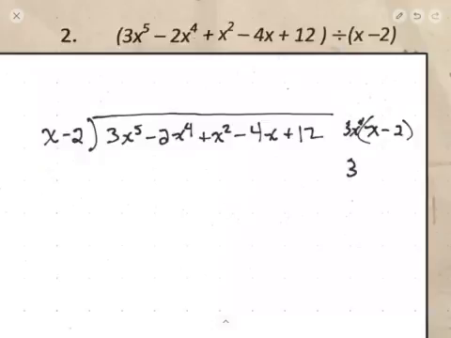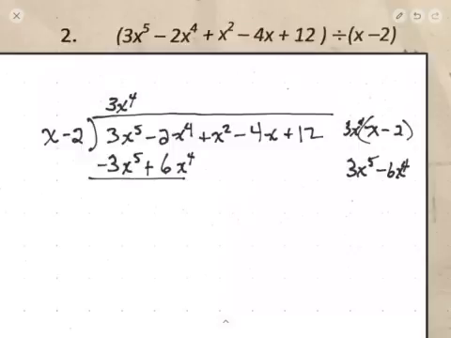So 3x to the 4th times x minus 2 will give us 3x to the 5th minus 6x to the 4th. I'm just going to go ahead and write that this time. So we have 3x to the 5th minus 6x to the 4th. We're going to subtract that from the above number, and we end up with 4x to the 4th.